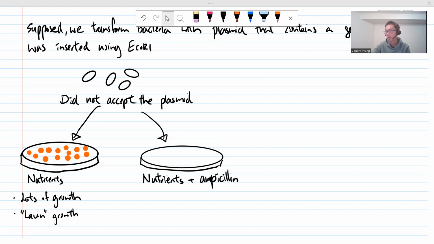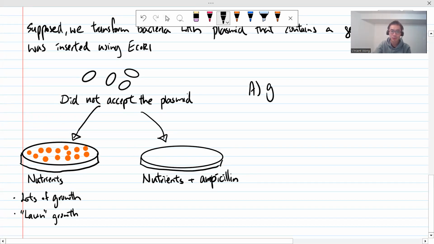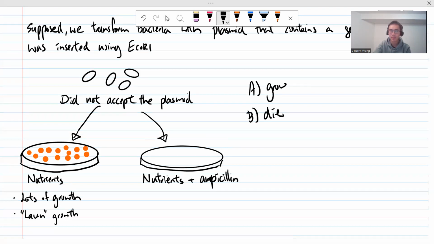Maybe I give you a poll. Okay. Oops. Let's try again. If you think they will grow, please choose A. If you think they will die, please choose B. Will they grow? Will they not grow?